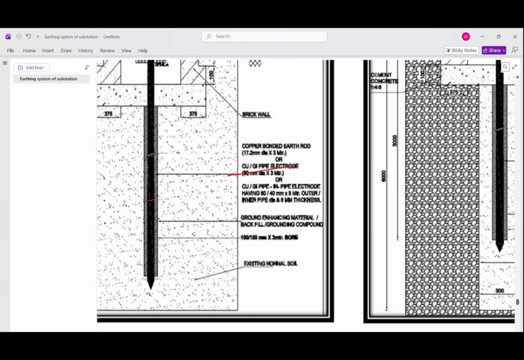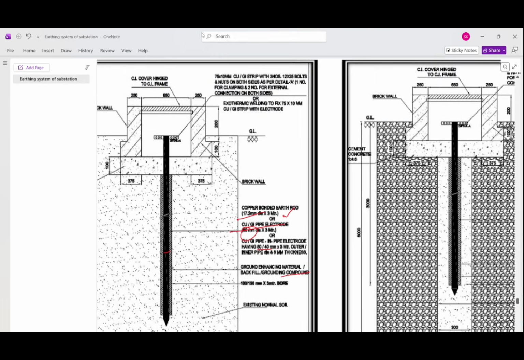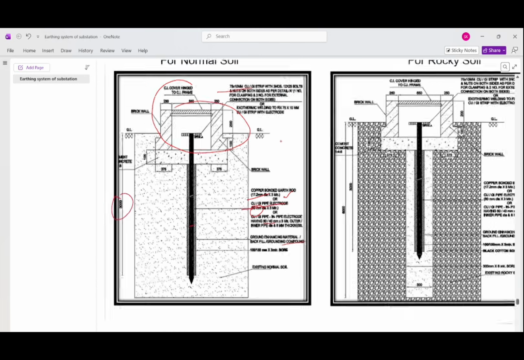Copper GI electrode of 40 mm or 20 mm, 17.2 mm, 3 meter is also provided, copper, and GI pipe is 40 mm, 3 meters. Ground enhancing material, backfill, ground compound, charcoal and salt. These are the conventional fill components. Brick wall is there. Here this earthing chamber is provided. Here connection to the 75 by 10 mm GI strip, 3 numbers 110, 12 by 25 bolts, 4 nuts. These are the details provided, and IS 3043 is also provided.